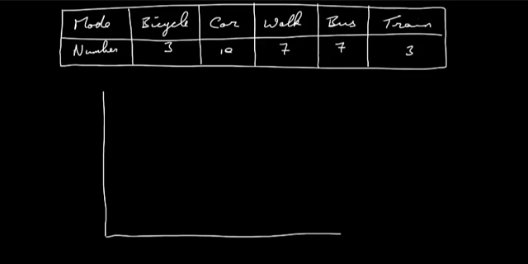So what we're going to do is put our categories along here. I might just make that a little bit longer. We're going to start here with bicycle. So we're going to put our first bar here. Second one then is car. Then we've got walking. We have bus. And we have train. So these are our modes of transport here.